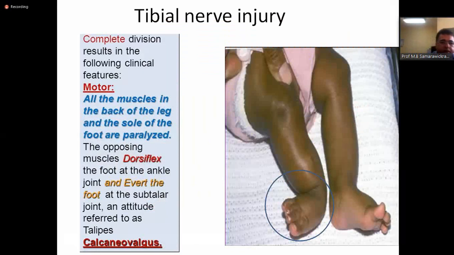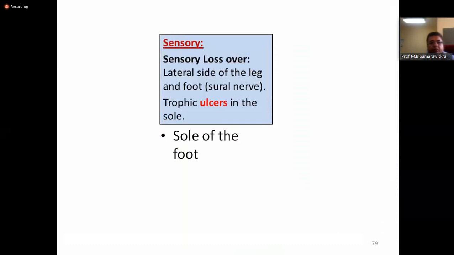Right. Tibial nerve injury, on the other hand, it's the nerve that supplies all the muscles of the sole and the back of your leg. Results in the following clinical features: all the muscles in the back of the leg and the sole of the foot are paralyzed. So opposing muscles dorsiflex the foot at the ankle, right? Because extensors and the peroneal groups are intact, and therefore the foot is everted. So it is called calcaneovalgus deformity.